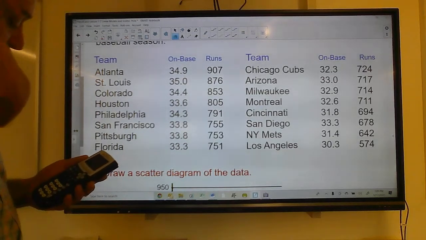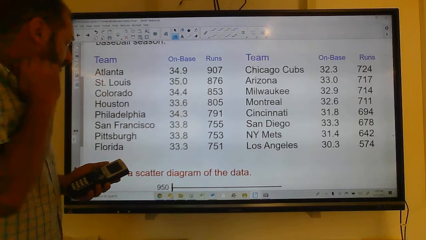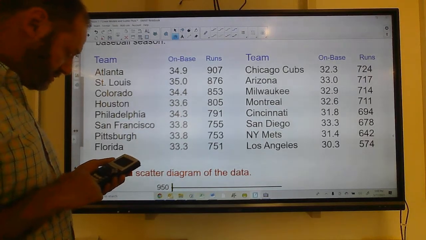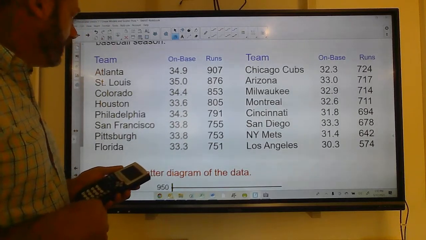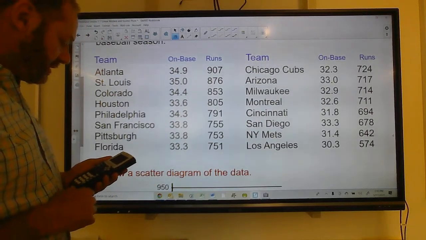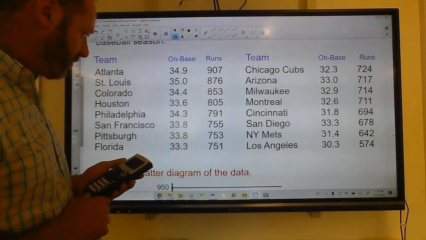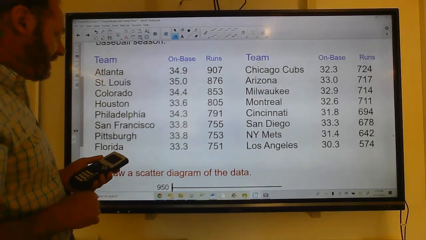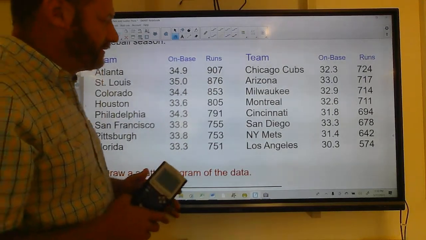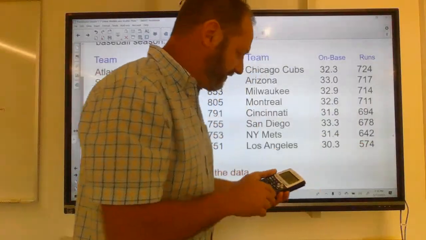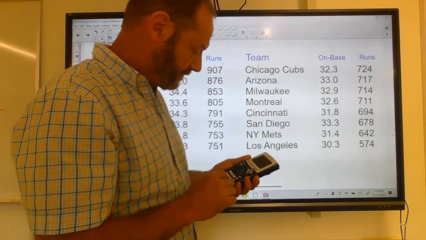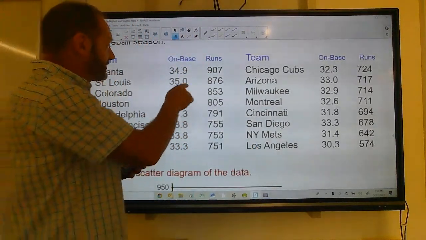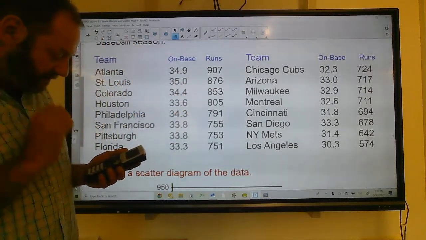Now, how do we want to count? We could count by 0.2, I think that would be fine. You don't want to go too much smaller than that because you'll have too many dots on your graph to read. Okay, now our y's, we're going to go from 550 because we want to be below that, to 950 because we want to be above 907, and we'll count by 50s.